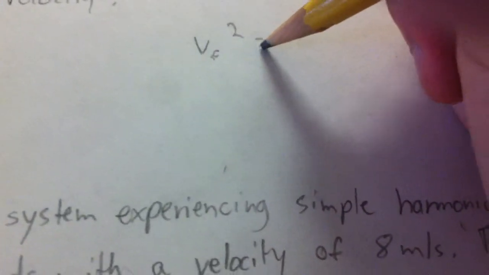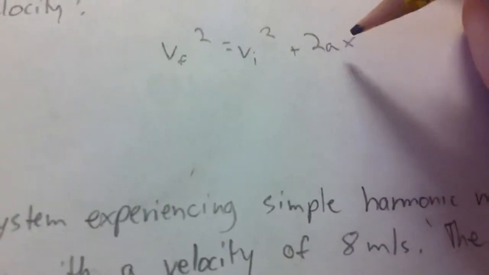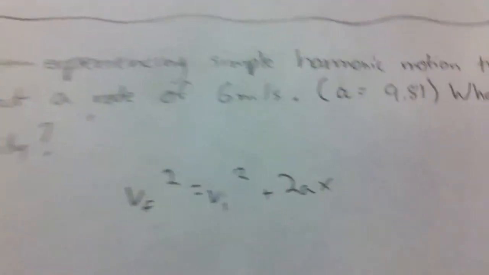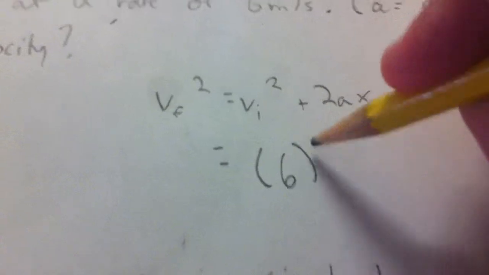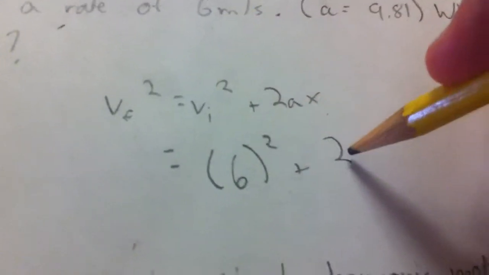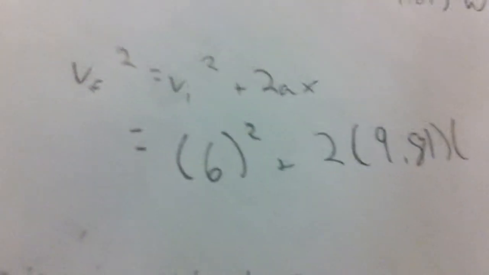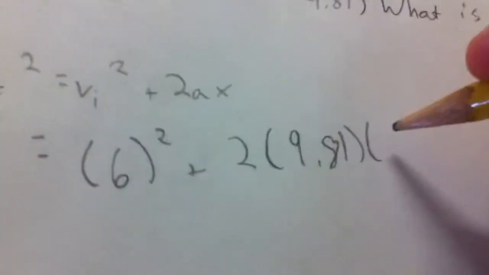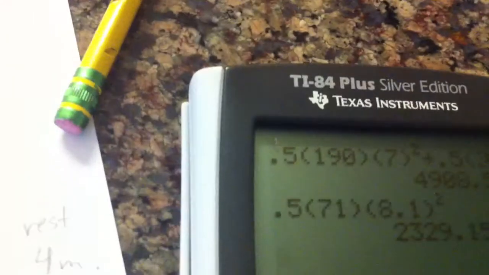So let's bring down the equation. And then we're just going to plug in what values we have. The initial velocity we said was 6 meters per second squared plus 2 times the acceleration, which is the acceleration of gravity, 9.81, and the distance that was traveled here is 7 meters. And now I just need to put this into my calculator.